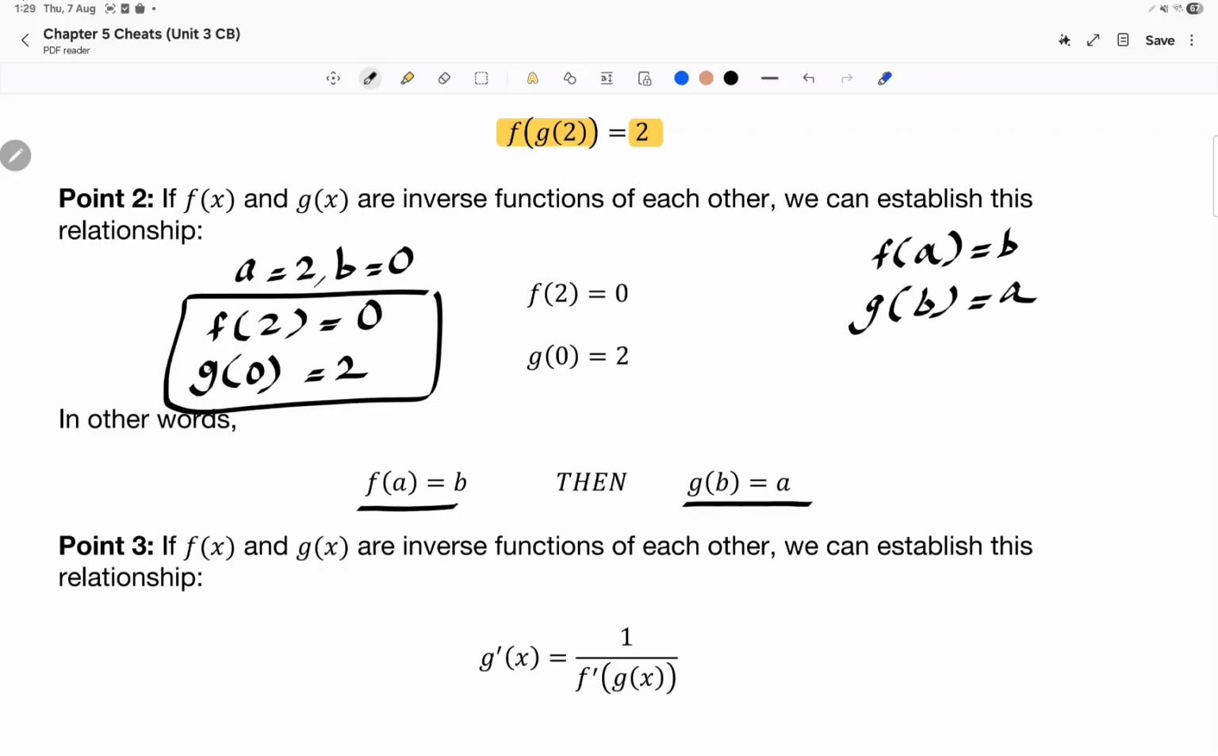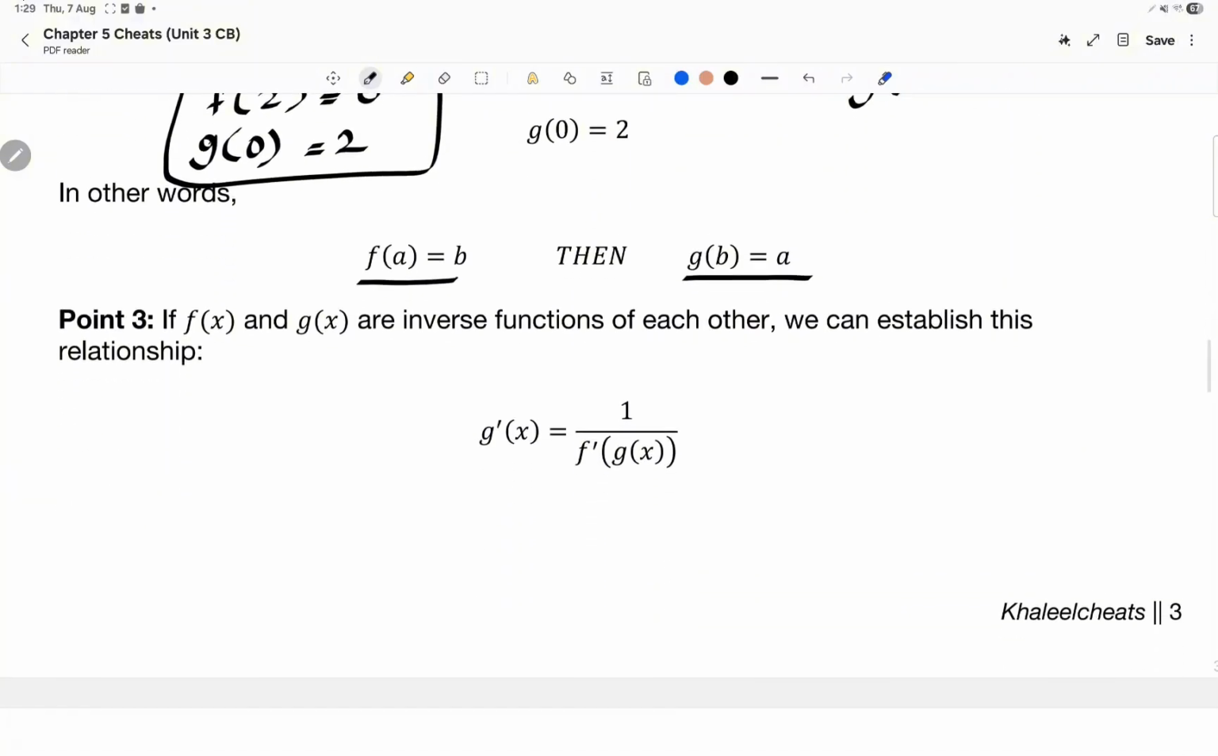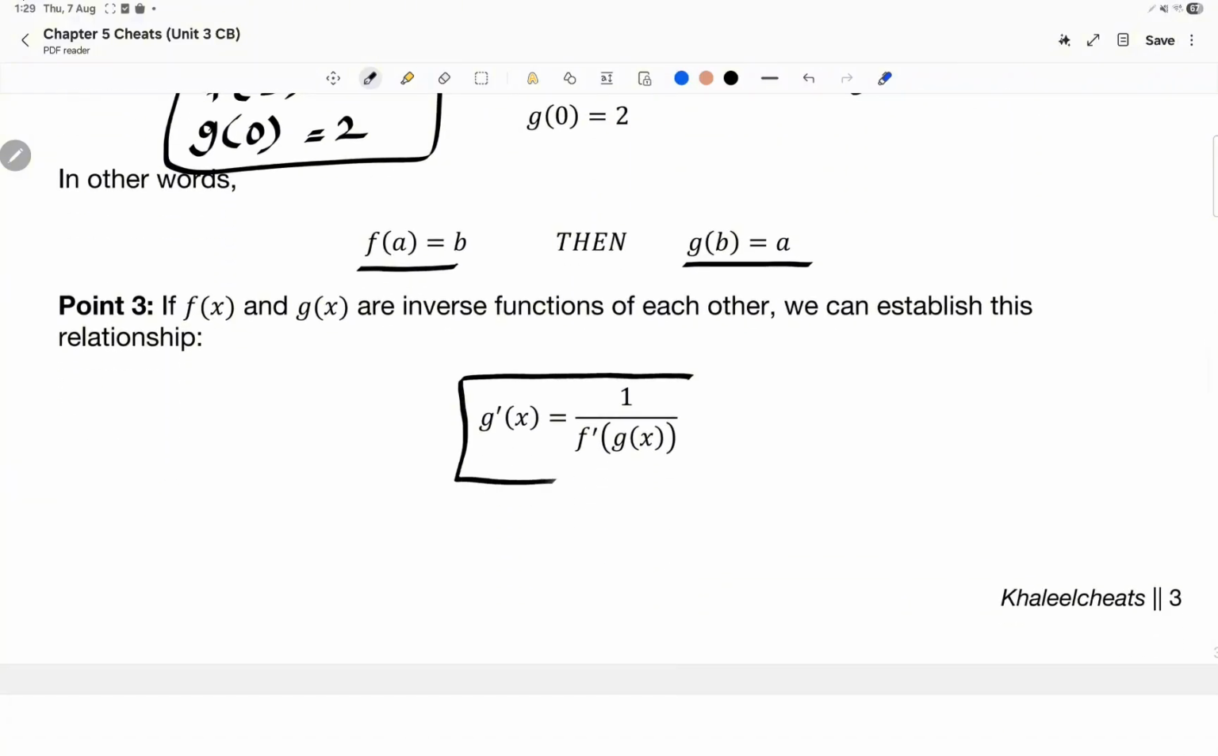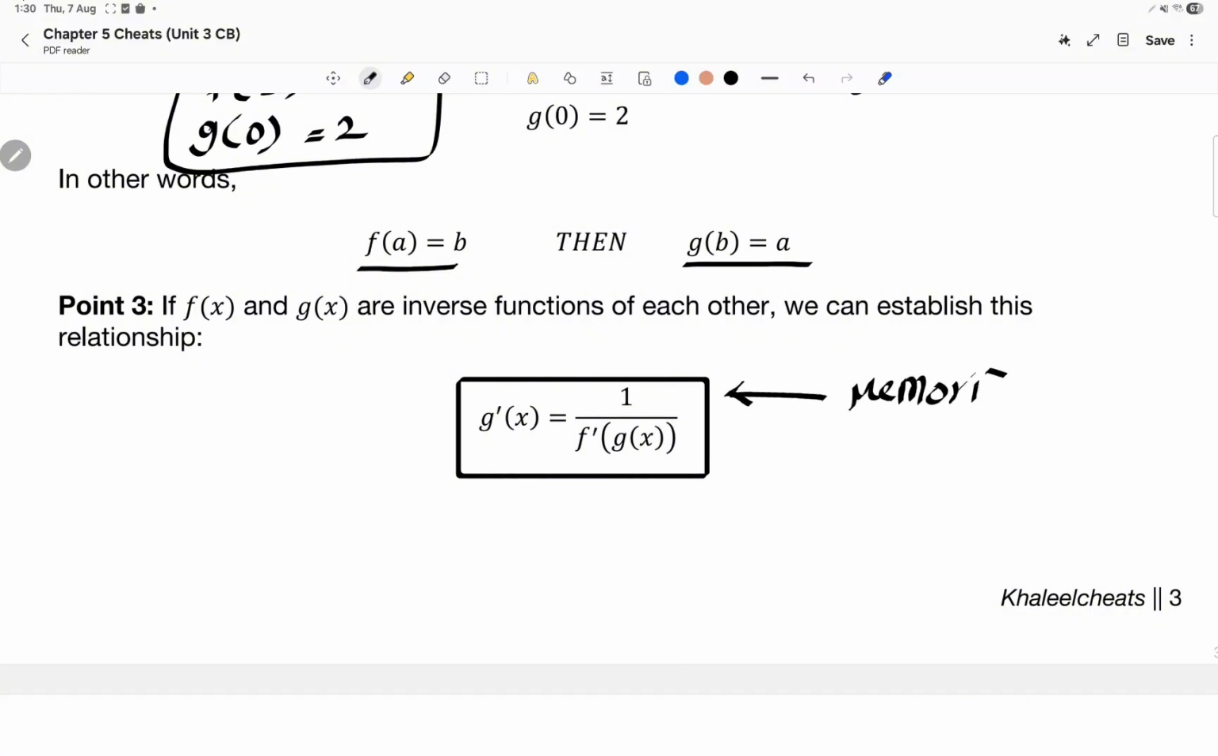But of course, we care mostly about the derivative. The derivative of g is equal to the reciprocal of the derivative of f of g. Please know this very well. Memorize this like you know your name. Right now, if someone says, what's your name? You will tell them your name without thinking about it. I want this to be as important to you as your own name. Memorize it. Take a picture of it. Do something with it. Make a tattoo out of it. I don't know. Just do it.